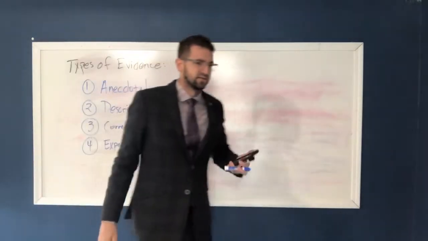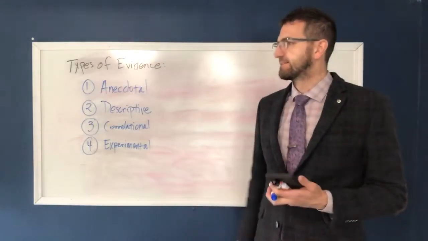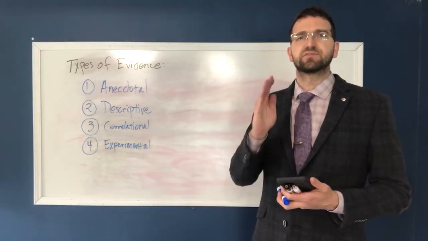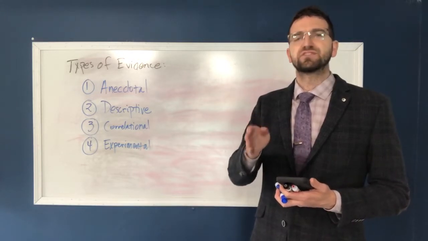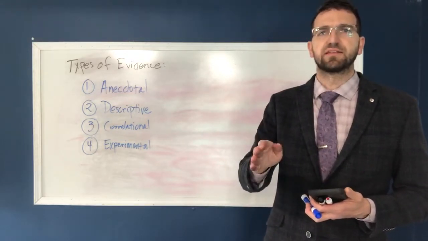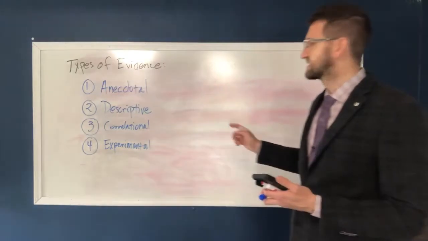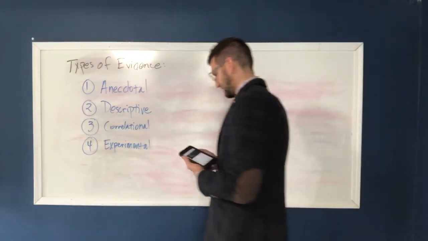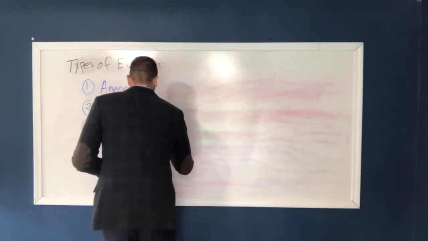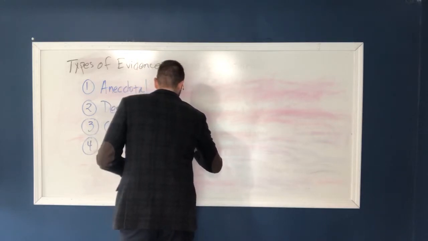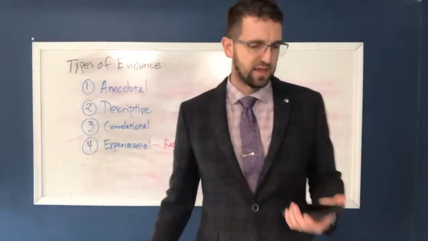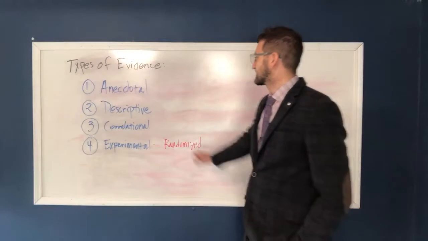Experimental evidence. Well, when we conduct an experiment, we can make statements of cause and effect. Otherwise, you really can't. There are some quasi-experimental methods, but this is the best way, an experiment. Specifically, a randomized experiment. And what does this look like?